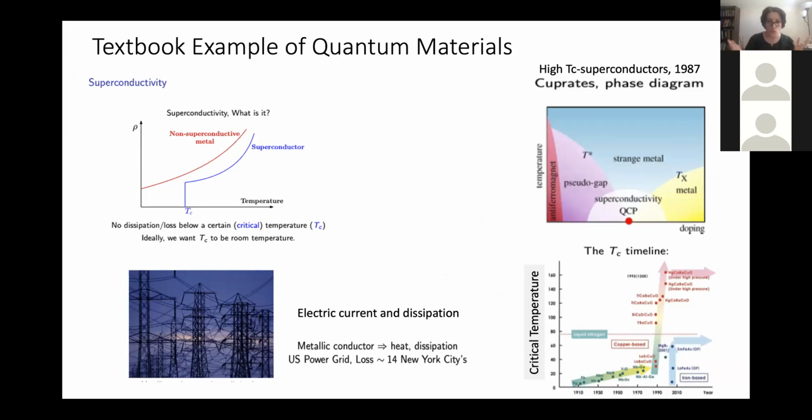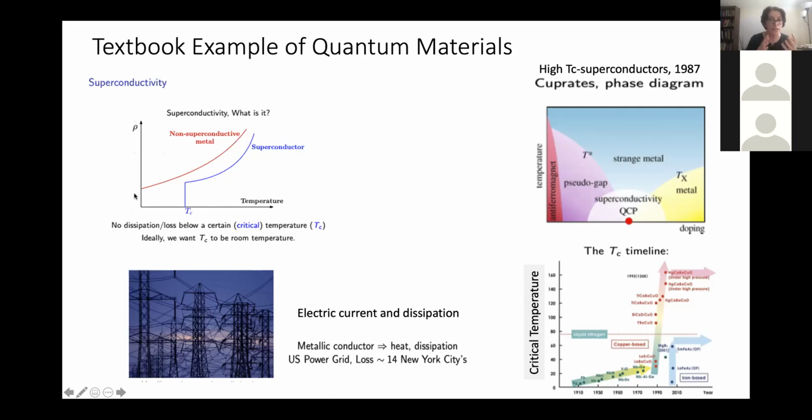Okay, so what are superconductors, right? When we run electricity, we use conductors, like the electric cables in our homes and everywhere. In conventional conductors, the normal metals we use to power up our homes, the resistivity increases with temperature.